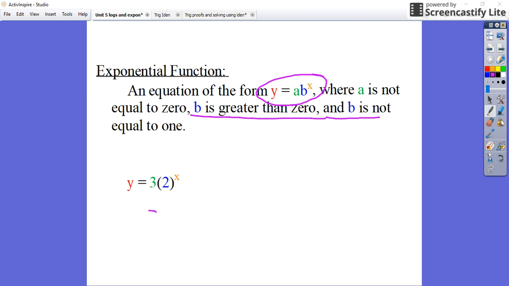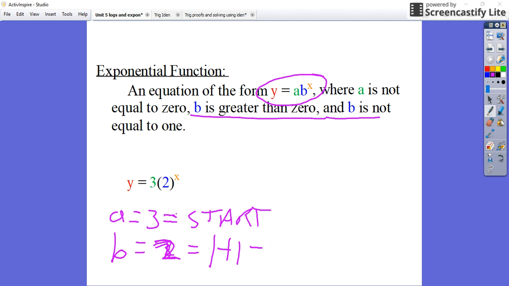So down here, 3, that's your a value, which is also what you start with. Your b value here is 2. That's 1 plus 1, which means that's 1 plus your rate. Your rate here is 1. And you're saying, wait a minute, you said the rate couldn't be 1. No, I said the b value couldn't be 1. The b is 2. The rate is 1.